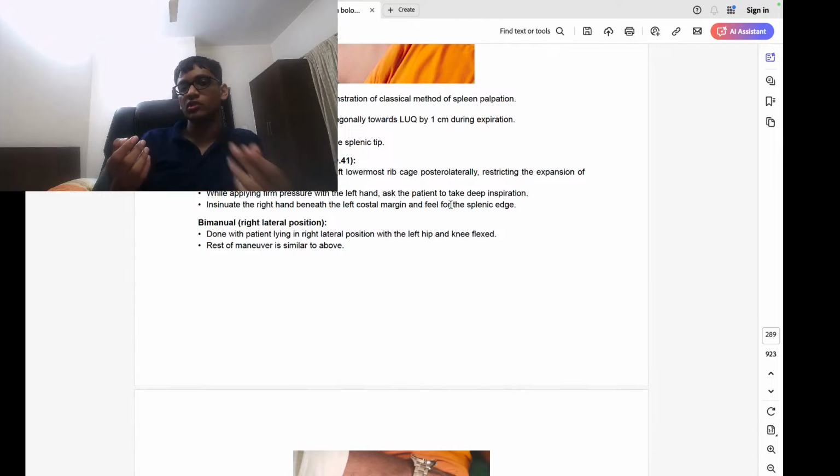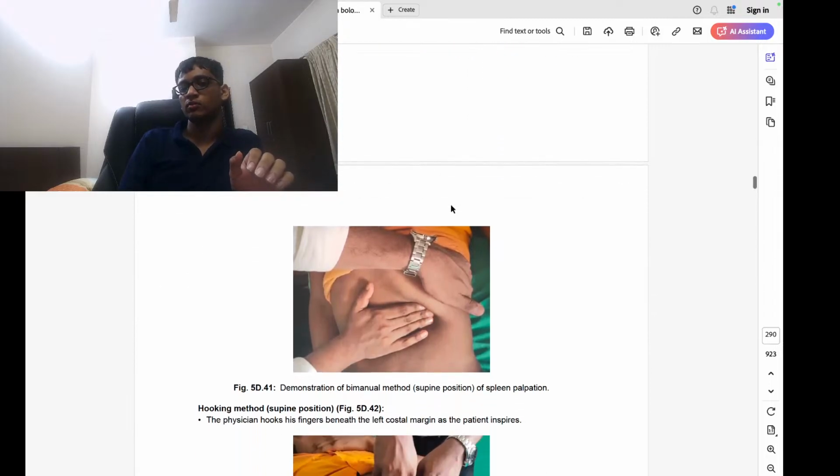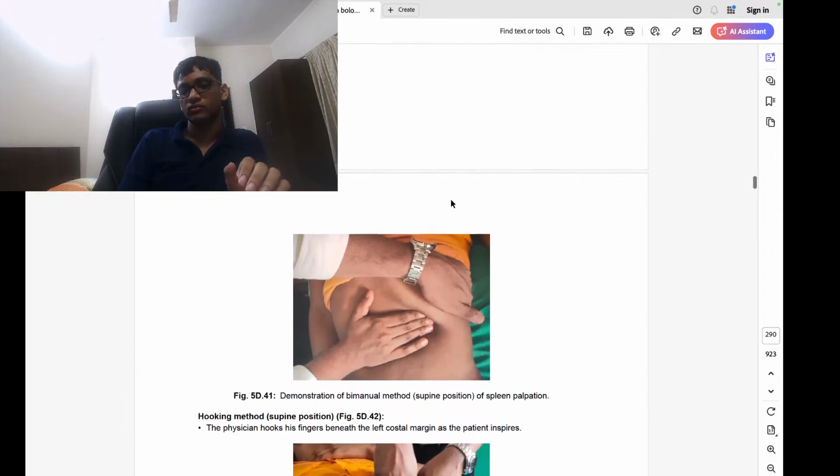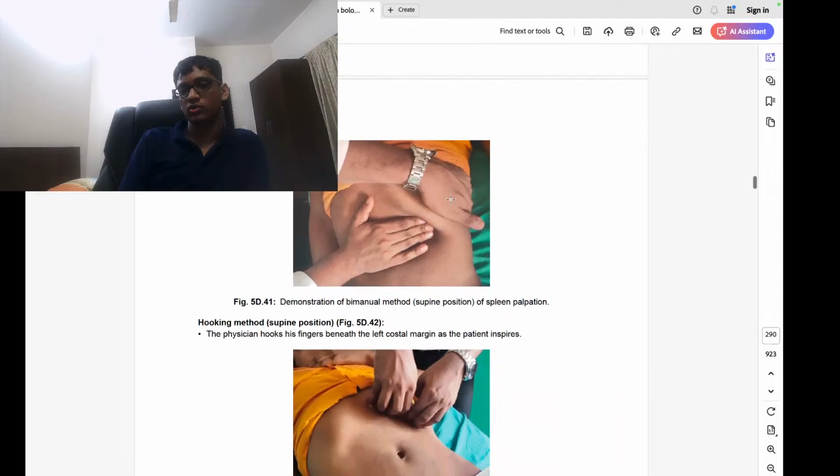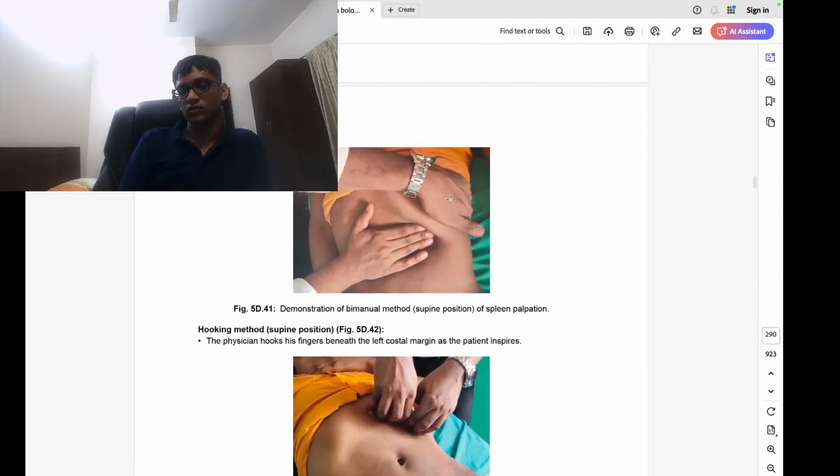Bimanual, supine position: place the palm of the left hand over the lowermost rib cage posterolaterally, restricting the expansion of the lower ribs on inspiration, while applying firm pressure with the left hand. Ask the patient to take a deep inspiration. Insinuate the right hand beneath the left costal margin and feel for the splenic edge. This is in the supine position. You keep it like this from the right side, and feel the spleen.